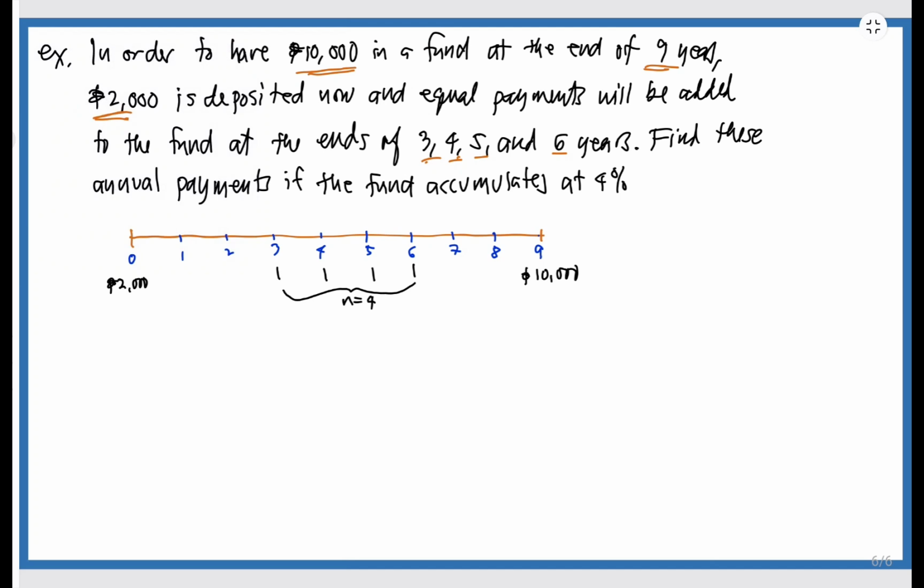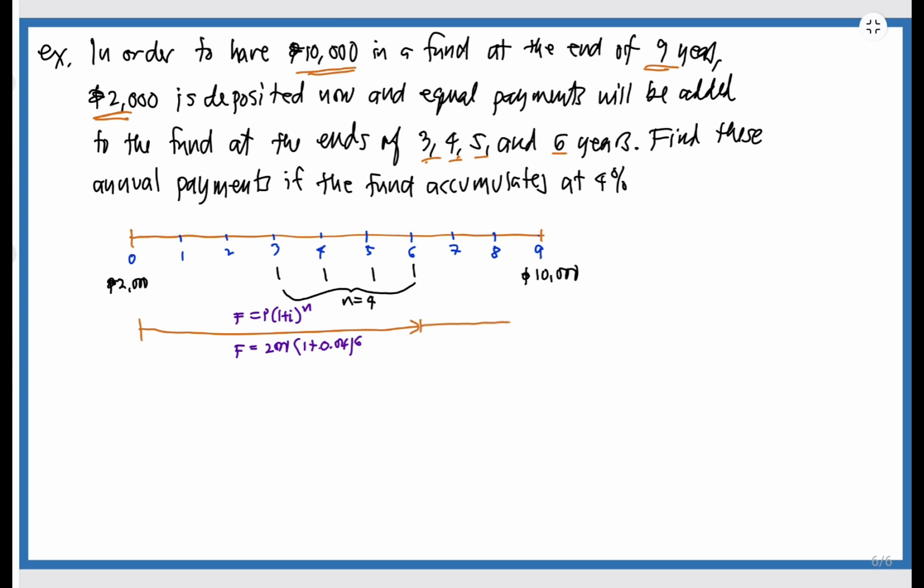Let me see. At the end of year 6, how much is this money? This money now is just a compound interest, right? From F equals P times (1 plus i) to the N. So F here is 2,000 times 1 plus what is R? 0.04 to the N. How many years is that? 6 years.